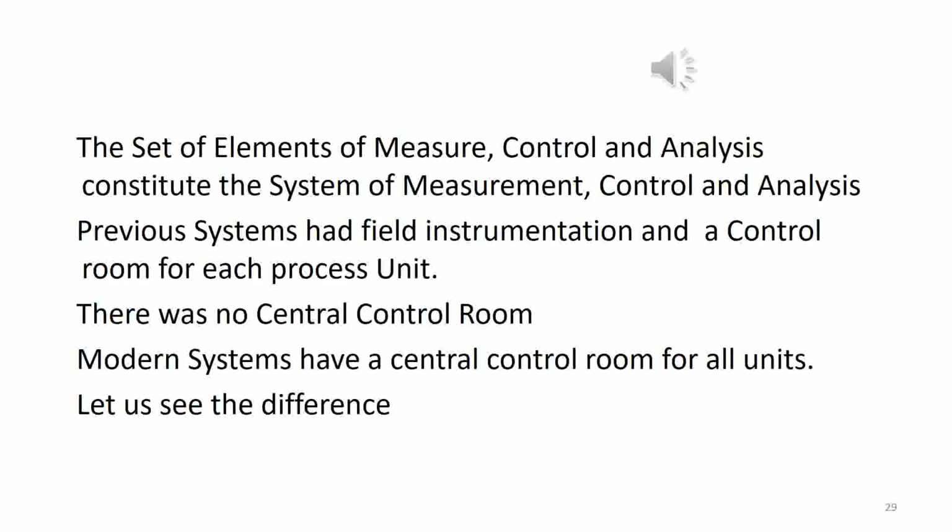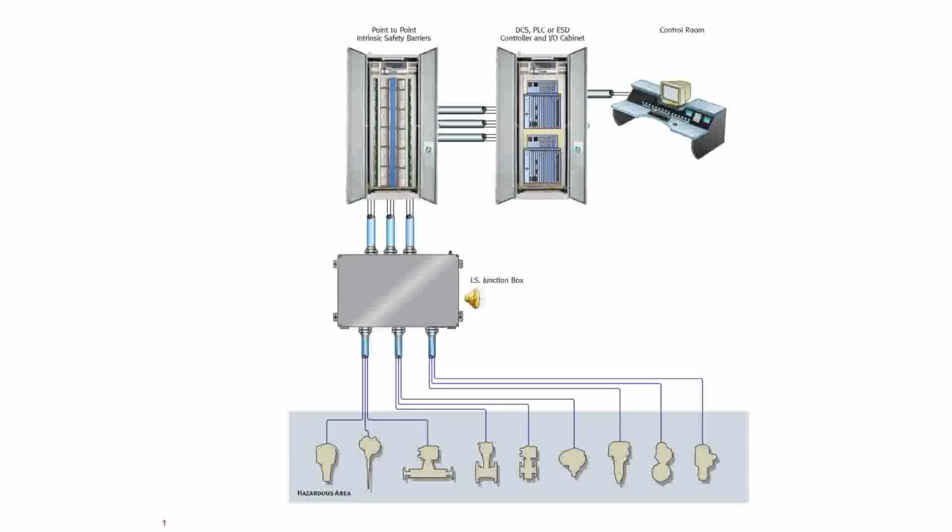Previous systems had field instrumentation and a control room for each process unit. There was no central control room. Modern systems have a central control room for all units. Let us see the difference. The classic and most used distributed control system is constituted of field instrumentation on the bottom of picture, junction boxes, multi-cables, and two cabinets, one with intrinsically safe isolators and the other with input-output modules and controllers, and workstations with monitors.